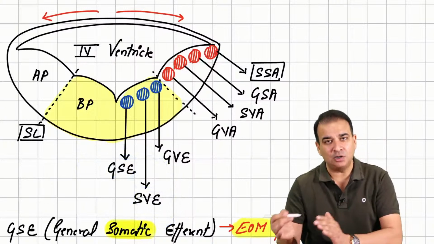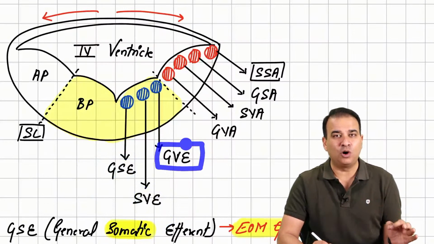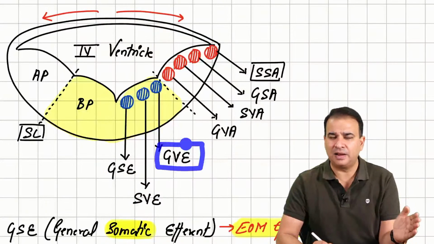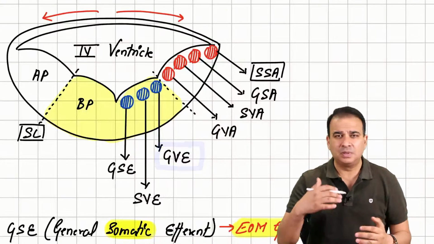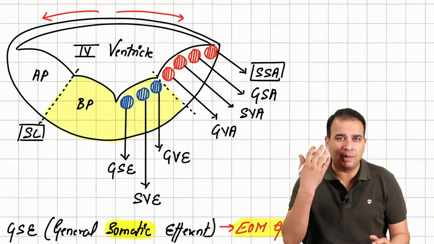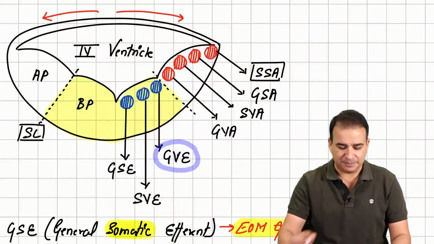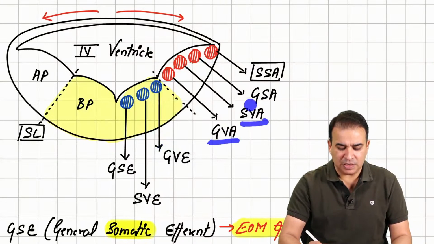And that's why the third column that we have is for the smooth muscles and glands. The GVE column is for supplying smooth muscle and gland. Whatever smooth muscle and gland they are, we'll talk about smooth muscle like sphincter pupillae, ciliaris muscle, and glands like the parotid gland, submandibular gland, lacrimal gland. All glands and smooth muscle will be supplied by this column. We'll see that. Then we have the afferent columns, GVA, SVA, GSA, and SSA.